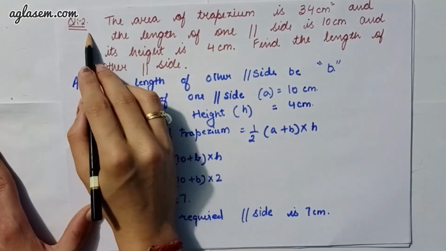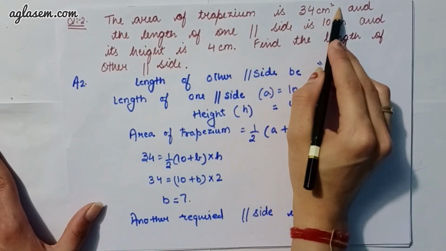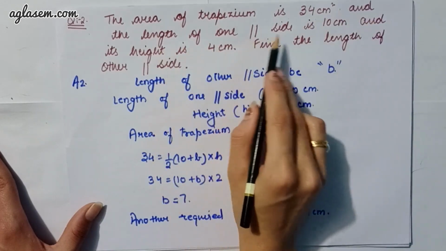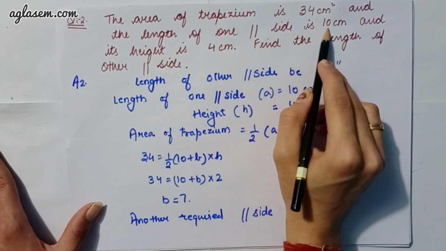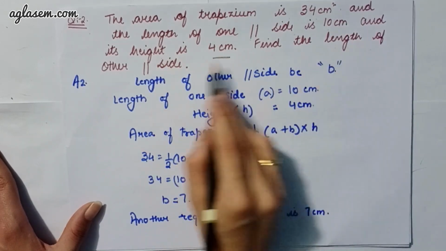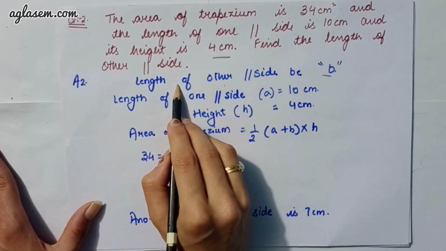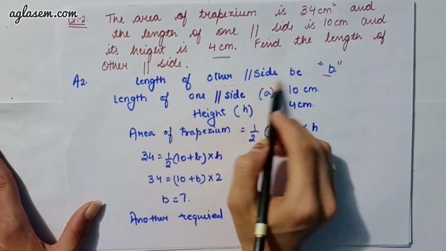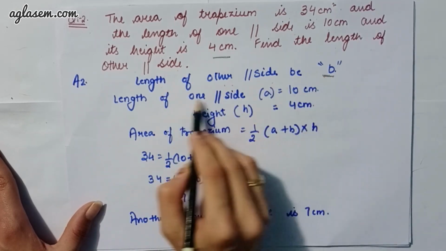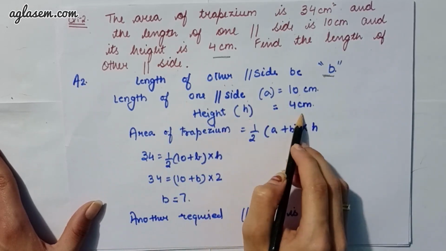Moving to the second question, which says the area of a trapezium is 34 centimeter square and the length of one parallel side is 10 centimeter, and its height is 4 centimeter. So we have to find the length of the other parallel side. So the answer is, let the length of the other side be b. One side is given, that is 10 centimeter, and the height is also given, that is 4 centimeter.